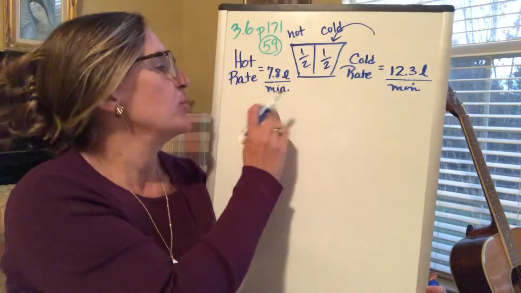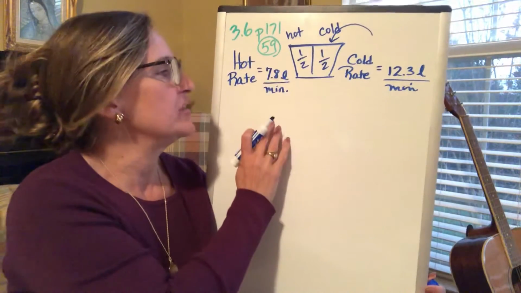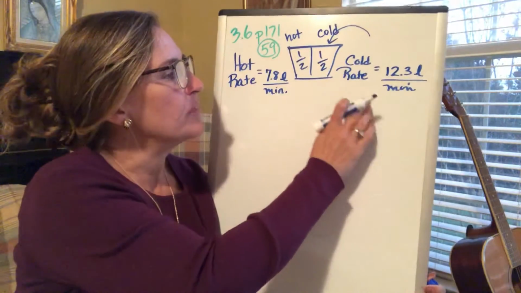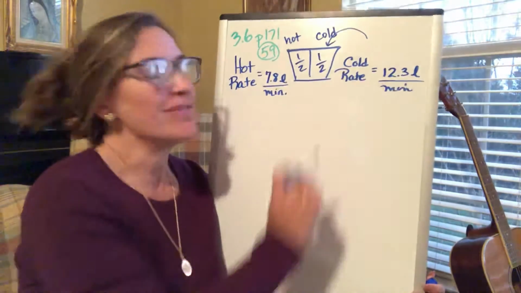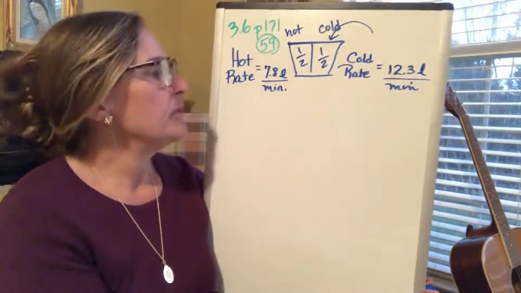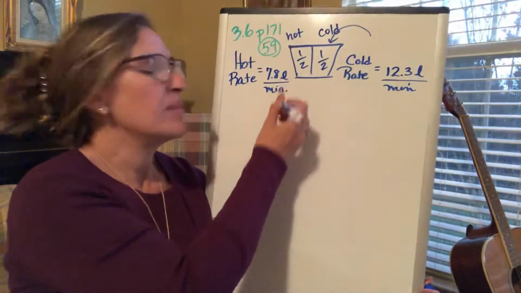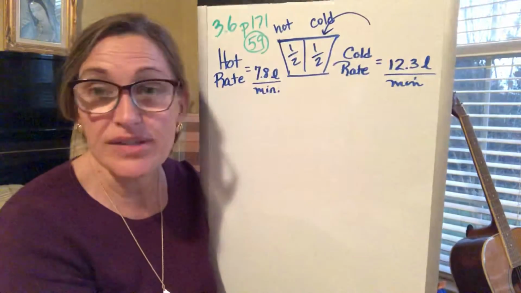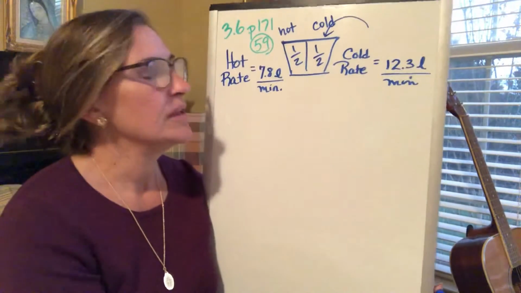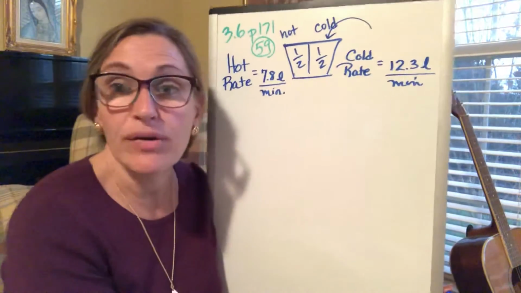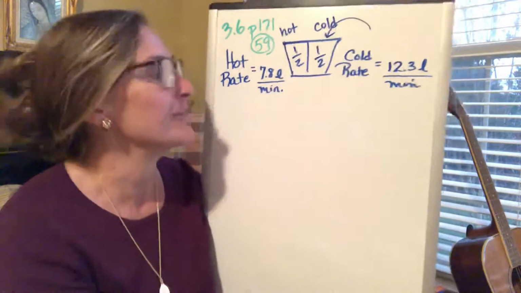The hot water pours in at a rate of 7.8 liters per minute. The cold water pours in at 12.3 liters per minute. So that one's obviously faster. Okay, we know that a hot water supply comes in more slowly. It has to heat up in your hot water heater, but there's always cold water available. You especially know that if you're taking a shower as the last person in your family, right?